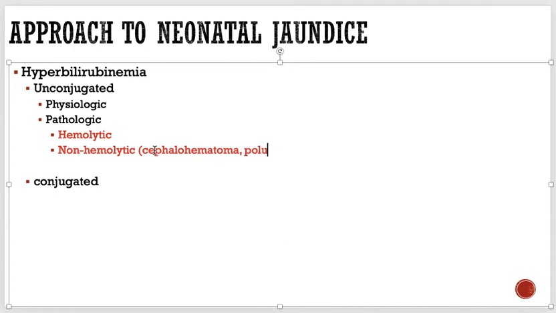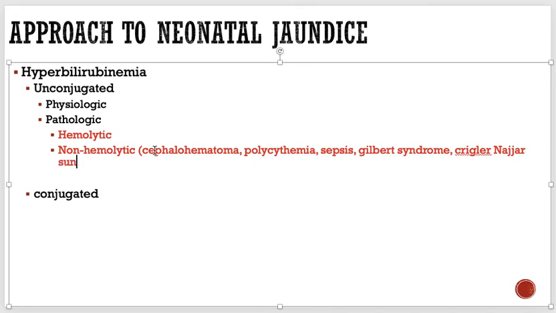Polycythemia, for example, sepsis, Gilbert syndrome, and Crigler-Najjar syndrome. So these are the causes of the non-hemolytic type of unconjugated hyperbilirubinemia.